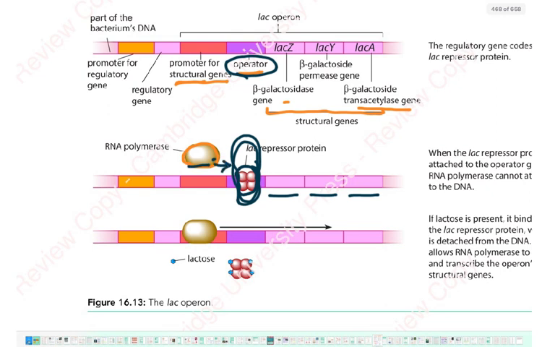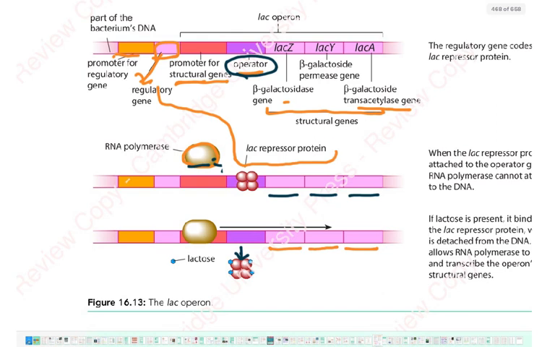Now when this lac repressor protein is removed, now you see this has been removed. When it has been removed, now the RNA polymerase can work, and mRNA for this, and mRNA for this, and mRNA for this can be made, and it will go to the ribosome, and those proteins or enzymes will be synthesized. Now the lac I is the promoter for, this is the regulatory gene, which codes for this lac repressor protein.